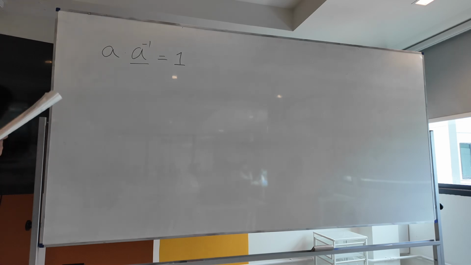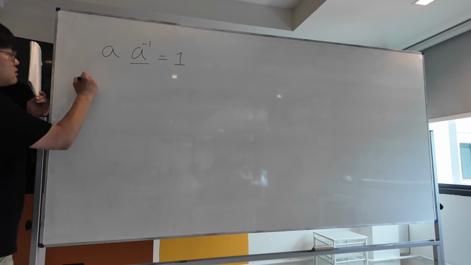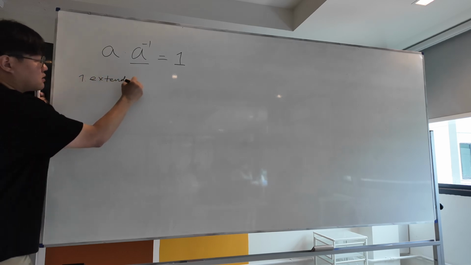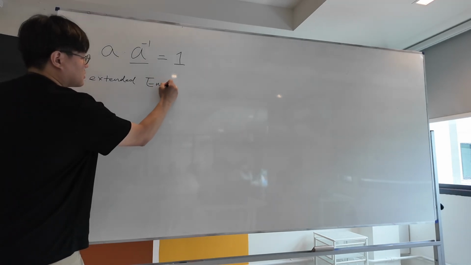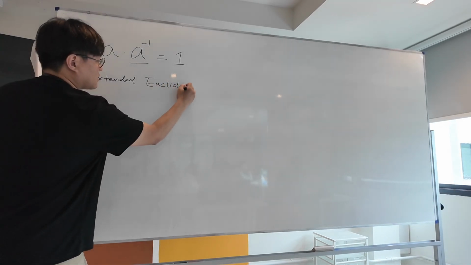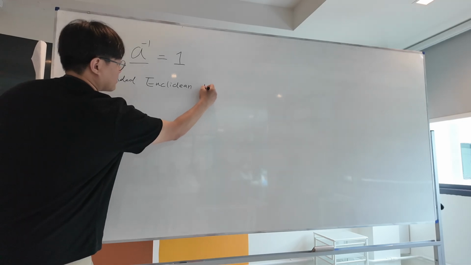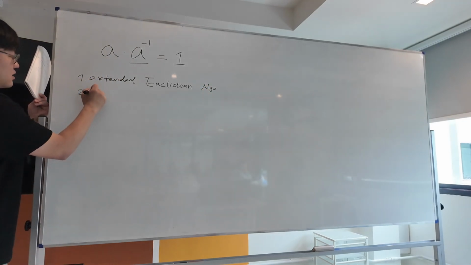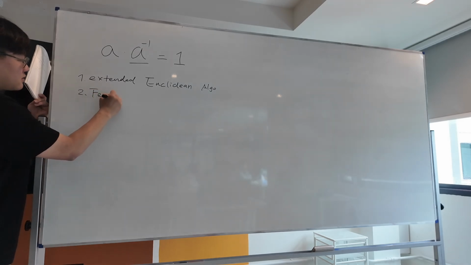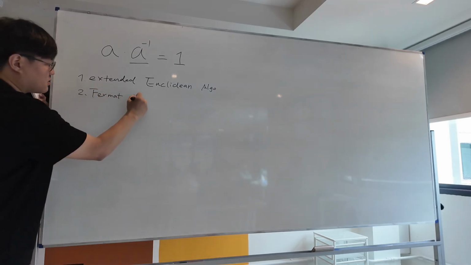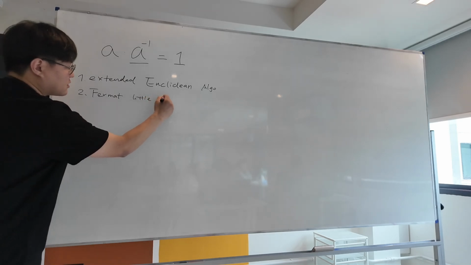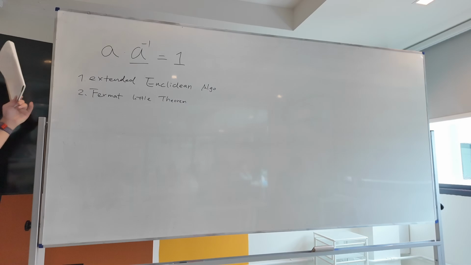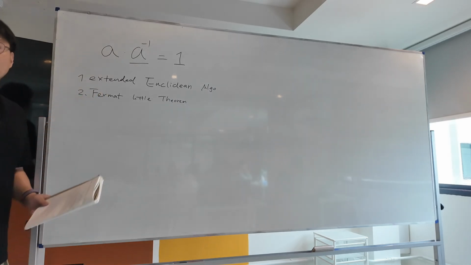the first method to do so is called the extended Euclidean algorithm. And the second one will be the Fermat's Little theorem. So let's talk about this one first.